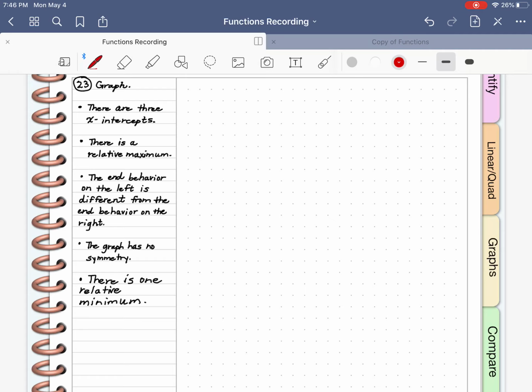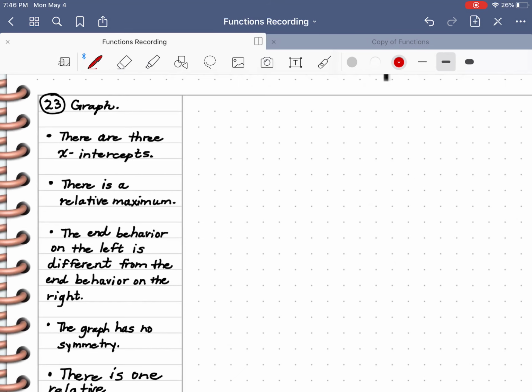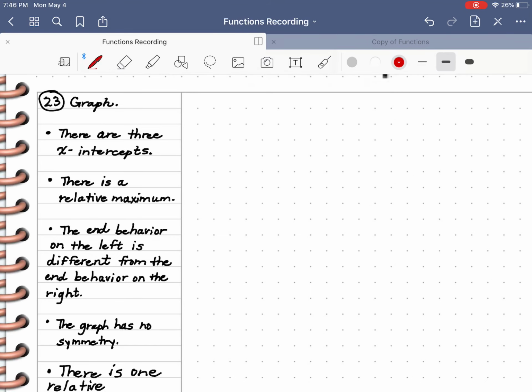There are 3 x-intercepts. So what that means to me is that there are 3 points where y is 0. We don't know the x values, but I can tell you that y is 0. There is a relative maximum. So there's one high point.